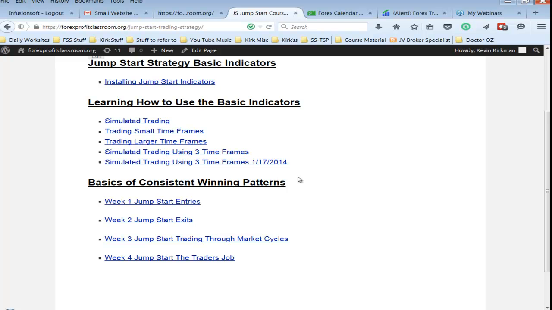Now, down here a little bit further, basics of consistent winning patterns. This is the little section that Michael put together. He talks about entries, exits, market cycles. The market might go in a trend, and it might take a day, depending on the time frame, or a week or so, maybe a month is a cycle. You need to learn how to trade through the whole cycle, and when the market retraces, either get out or stay in, knowing that you're going to trade through that cycle. And then what you need to do as a trader.